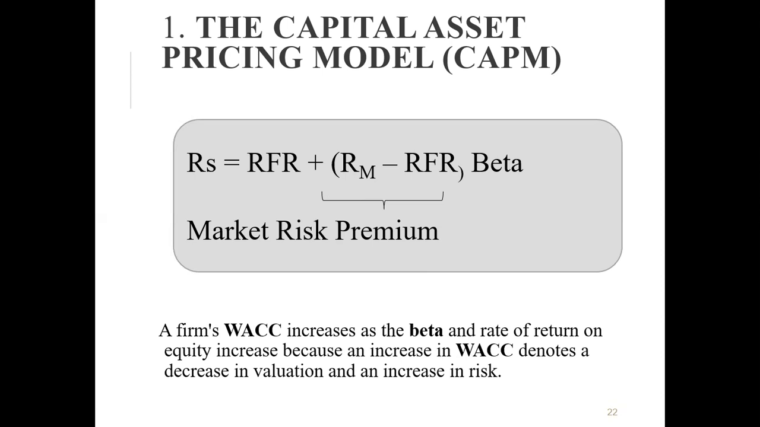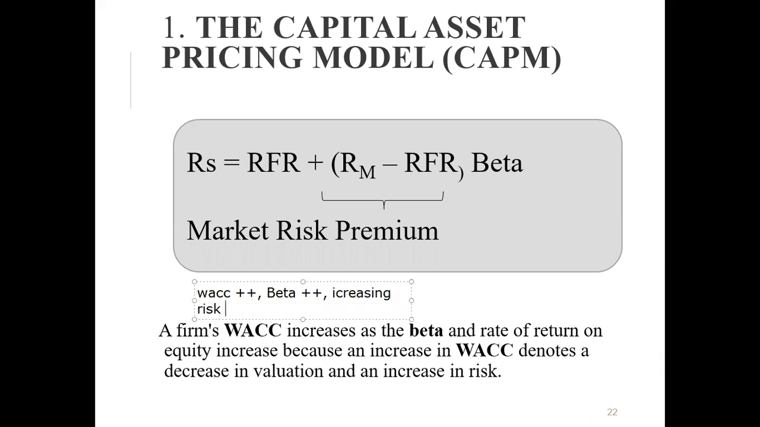So if the firm's WACC increases with the beta and the rate of return on equity increases, then an increase in WACC means a decrease in the valuation and an increase in risk. This is important because this is where we can grasp the essence of the relationship between the WACC and the beta. So let's summarize it. If the firm's WACC increases, becomes higher, and the beta here increases as well, this means that the valuation is going to decrease, and this represents an increase in risk.